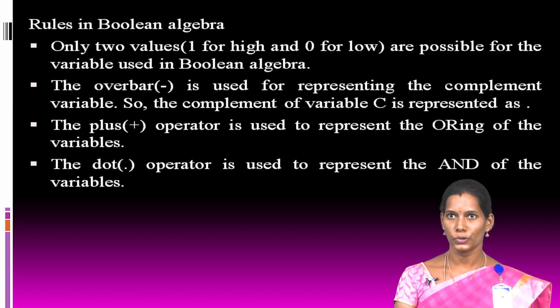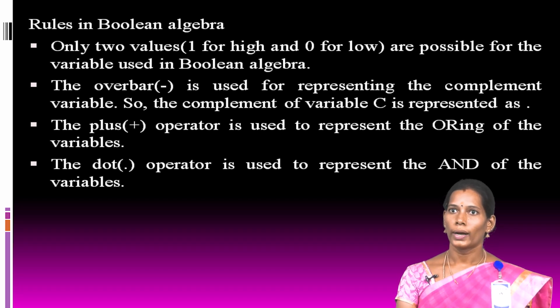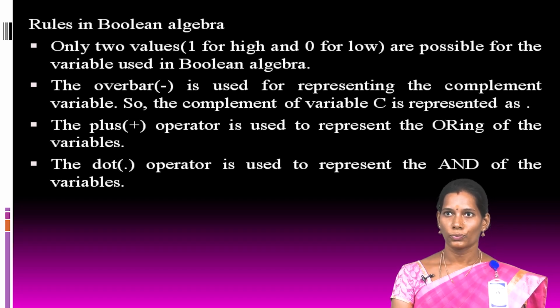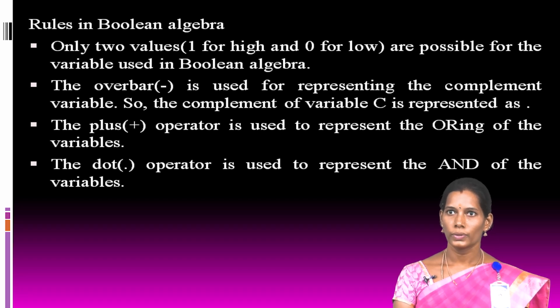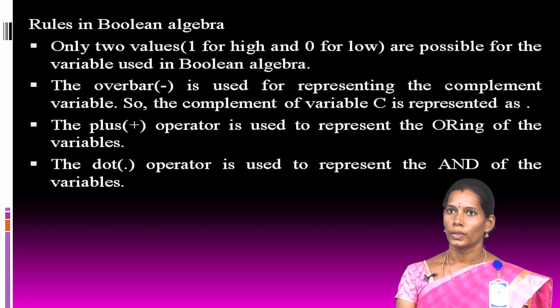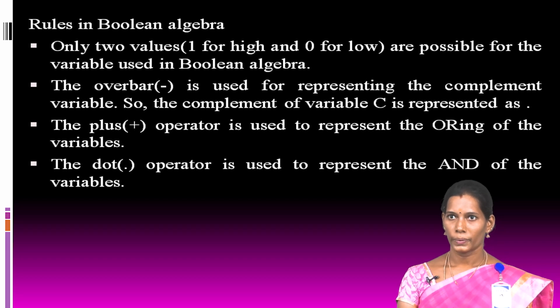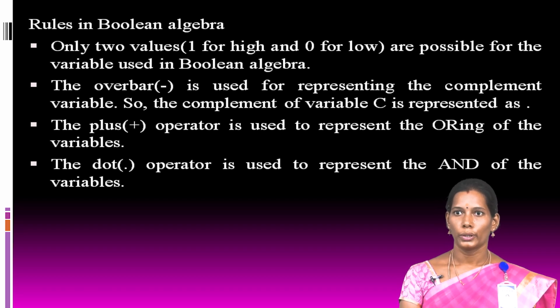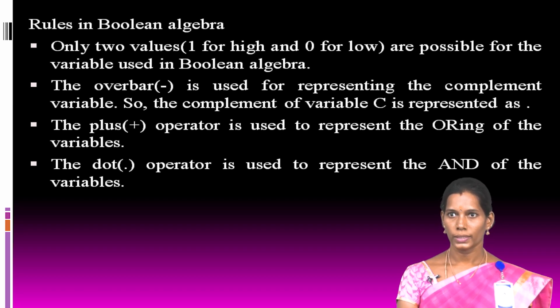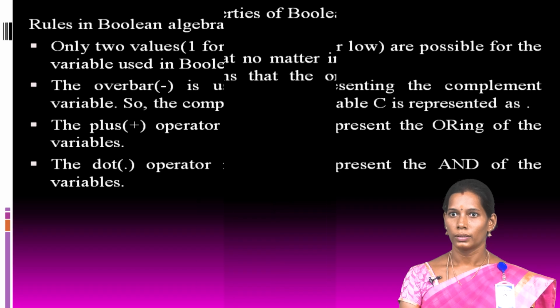Rules in Boolean algebra. First rule, only two values, 1 for high and 0 for low, are possible for the variables used in Boolean algebra. Second, the overbar is used for representing the complement of variables. Third, the plus operator is used to represent ORing the variables. Fourth, the dot operator is used to represent ANDing of the variables.